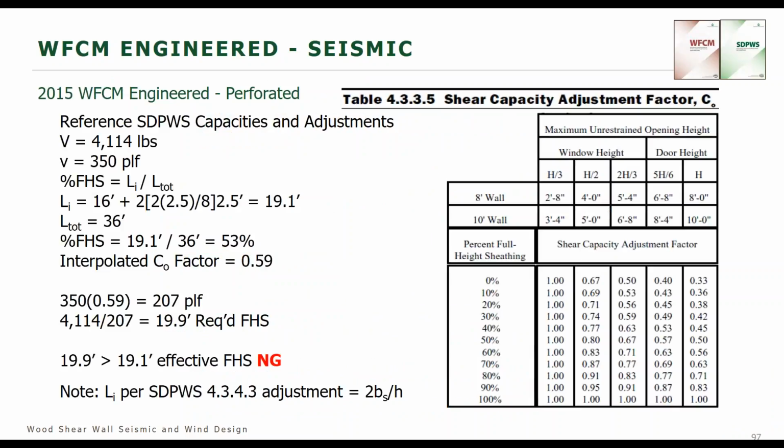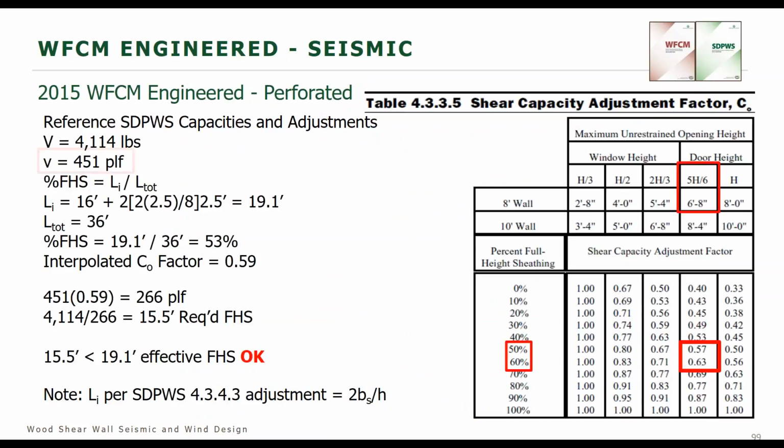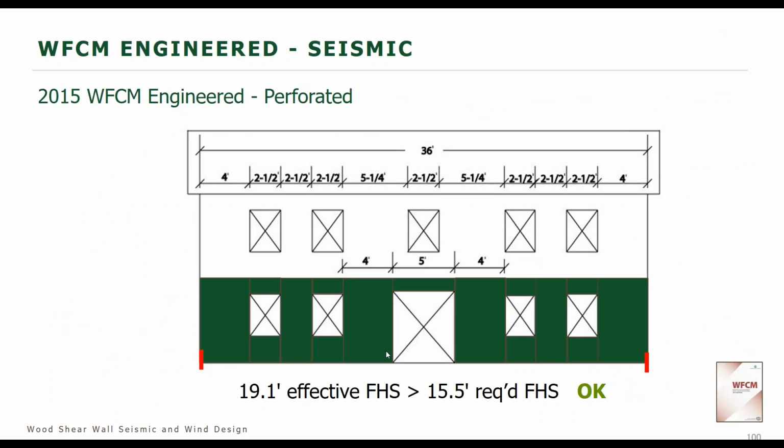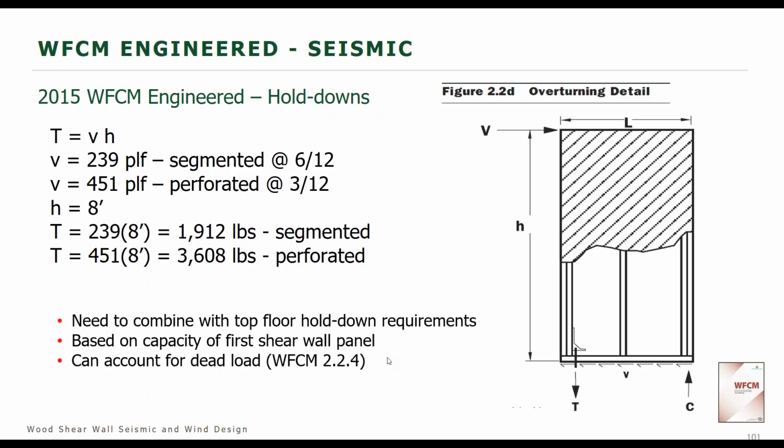Okay, so I'm going to skip forward through this because Lori did the same process earlier, and just go with the summation of our effective full height shear wall, which was 19.1, and our required for the perforated is 15.5. So we're good to go. Overturning hold downs are similar to what Lori did. And the one thing I want to point out is this is based on the applied load.